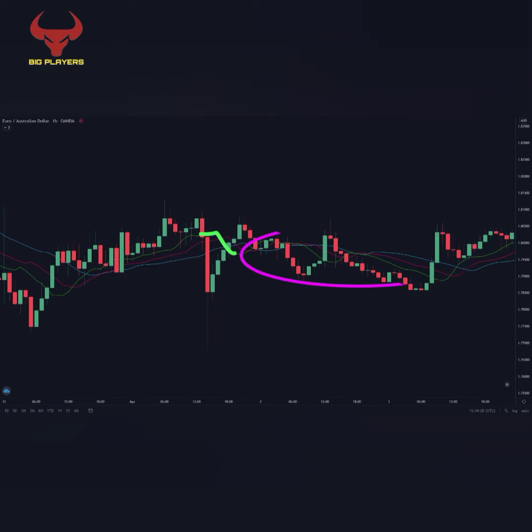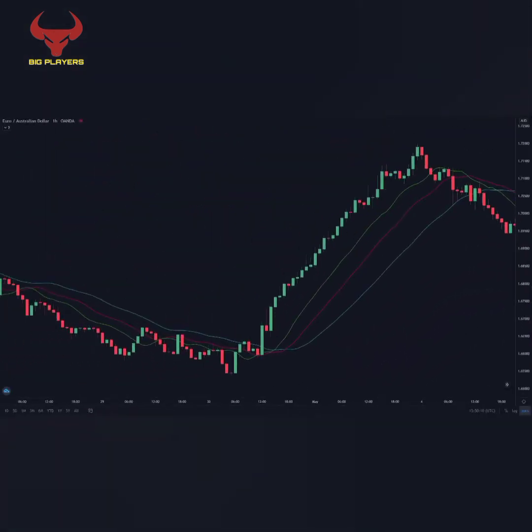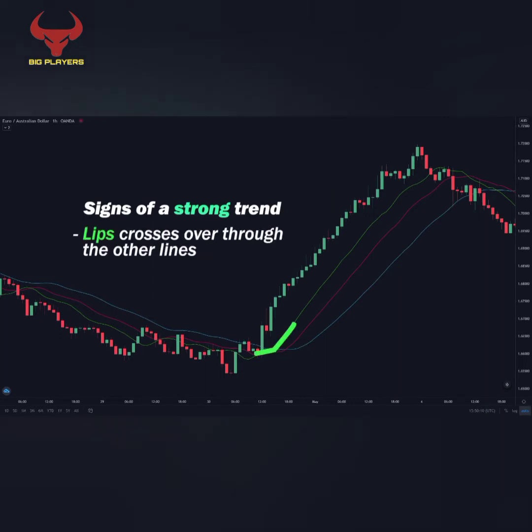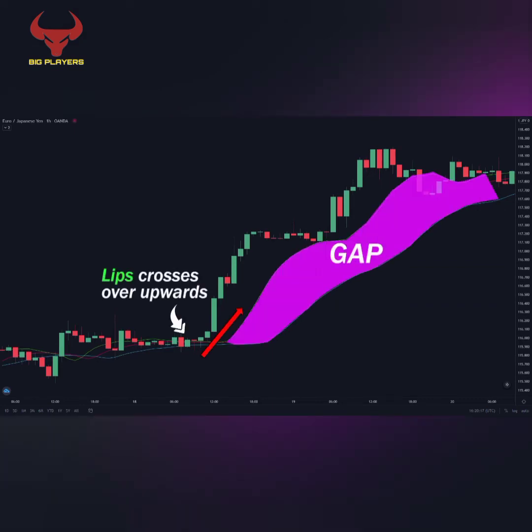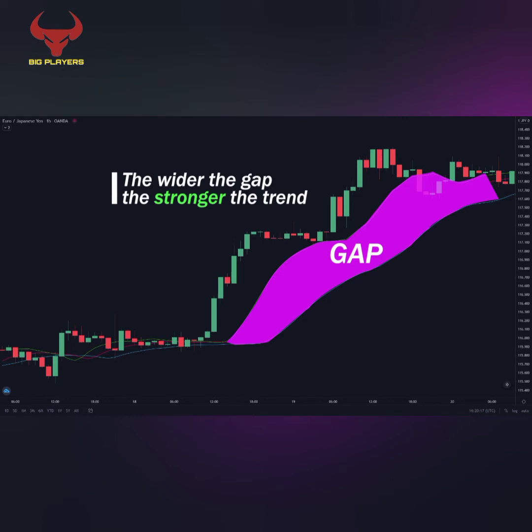We can also identify if strong trend momentum is happening in the market by looking at whether the lips cross over through the other lines, plus the slower lines following in that direction. For example, in this chart, the lips cross over upwards while creating a gap between the lines. These gaps are very important because they show how strong a trend is. The wider the gap, the stronger the trend will be.